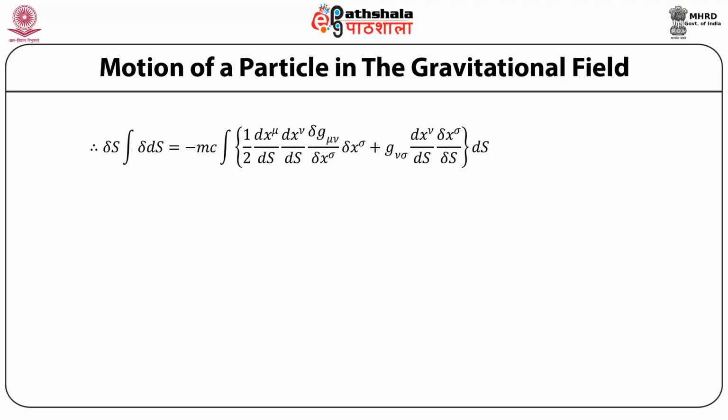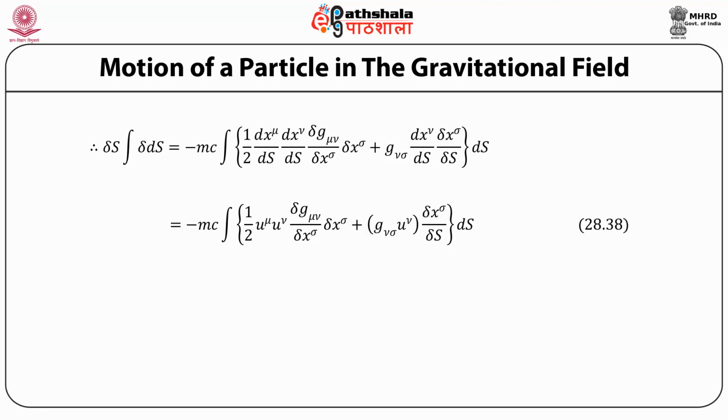Therefore, δS = ∫δ(ds) = −mc ∫ {1/2 (dx^μ/ds)(dx^ν/ds) ∂g_μν/∂x^σ δx^σ + g_νσ (dx^ν/ds) δx^σ/δs} ds, which equals −mc ∫ {1/2 u^μ u^ν ∂g_μν/∂x^σ δx^σ + g_νσ u^ν δx^σ/δs} ds.